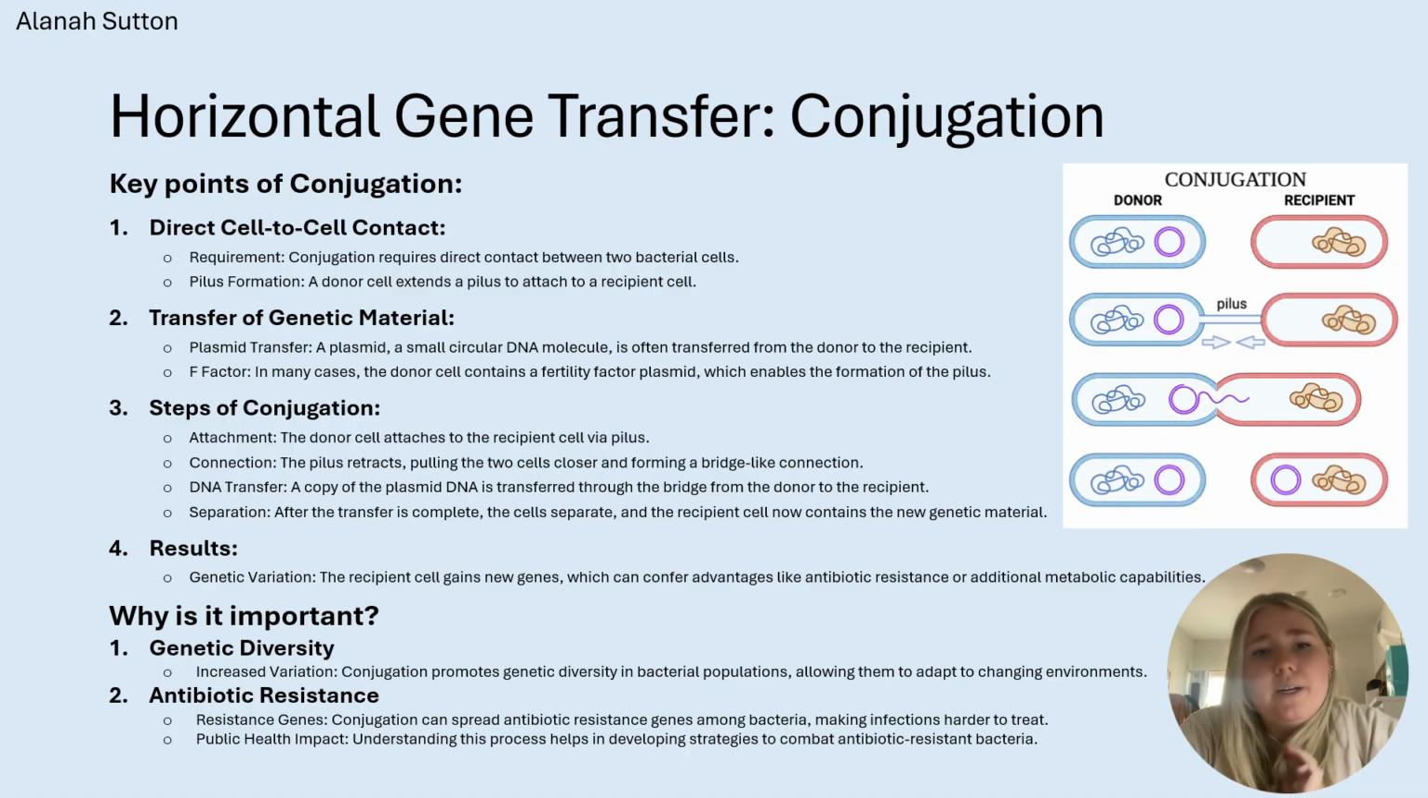Why it's important: genetic diversity. Increased variation: conjugation promotes genetic diversity in bacterial populations, allowing them to adapt to changing environments. Antibiotic resistance: conjugation can spread antibiotic resistance genes among bacteria, making infections harder to treat. Public health impact: understanding this process helps in developing strategies to combat antibiotic resistant bacteria.